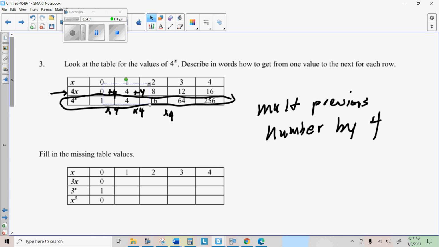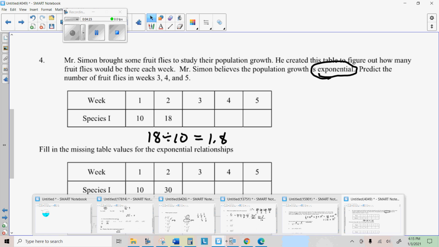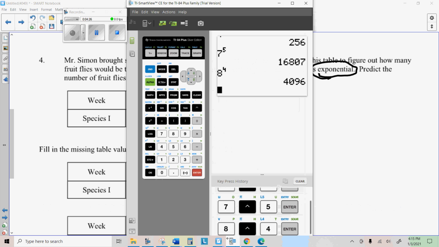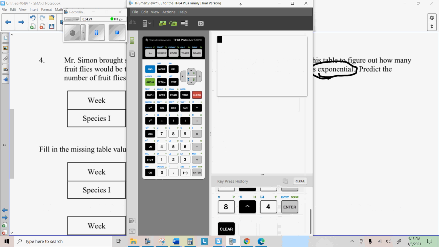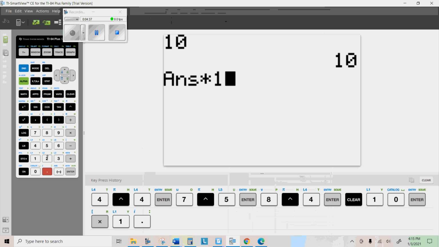The last problem that I want to take a look at is how do you figure out what you're multiplying by? Now, when you see this word exponential, that tells you you're multiplying by something. The way you figure that out is you just go ahead and divide any number by the previous number in the table. So I'm going to do 18 divided by 10, which is 1.8, and then that's my multiplier. And so to continue and find the rest of the values in the table, what did we start with? 10. We started with 10. I'll enter that, and then I multiplied by 1.8. And every time I press enter, I'll get the next value.